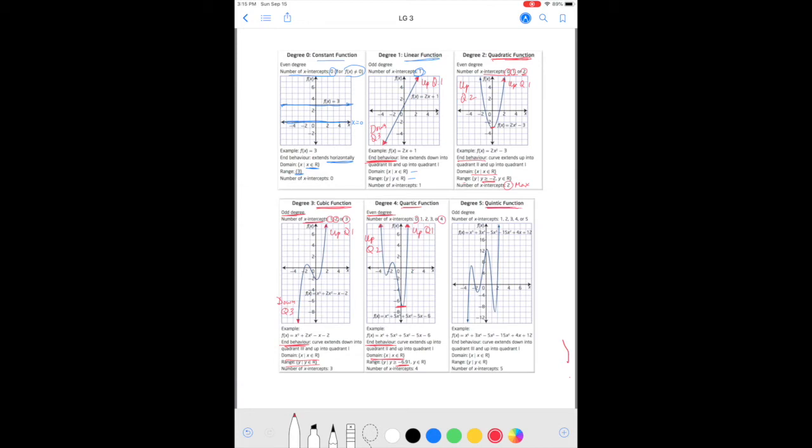And the last one is the quintic function, degree 5. Now, we know it's odd, so it's splitting. So we have one end behavior going up and one going down. So we can say up, quad 1, down, quad 3. The number of x-intercepts, you can have 1, 2, 3, 4, or 5. And the domain is going to be all reals, and same as the range, it's going to be all reals.